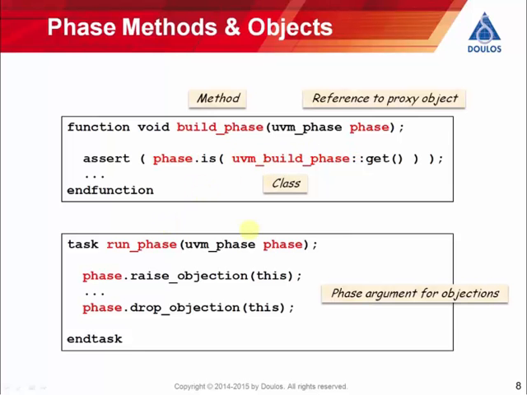Exactly the same thing happens in the run phase. So when the run phase task is called, it's being called from the UVM run phase class, and we're passing in here a reference to an object that represents the run phase. And in fact, as you may be aware, the point of passing a reference to the phase object into the phase class is so that we can raise and drop objections associated with that phase. So in UVM, objections are very closely linked to runtime phases. Each runtime phase ends when the objection count drops to 0.